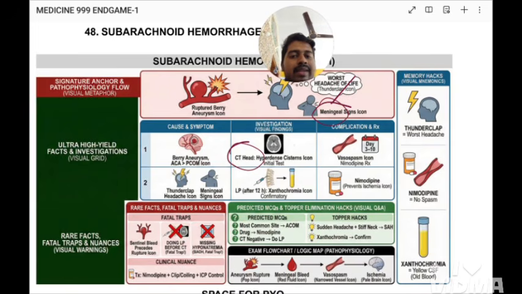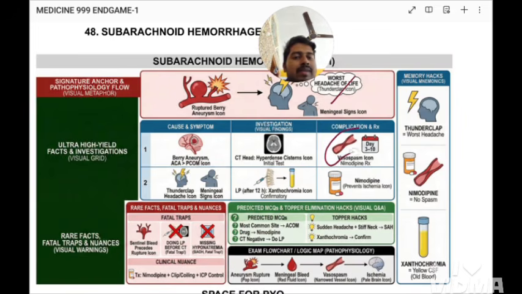Investigation of choice is CT head, where you will see the star of death. Basically you will see a star pattern at the base, near the circle of Willis. You can't do LP first because raised ICP will be there and it can lead to herniation. But when you do LP after 12 hours, you will find xanthochromia, which is yellowish CSF because of bleeding.